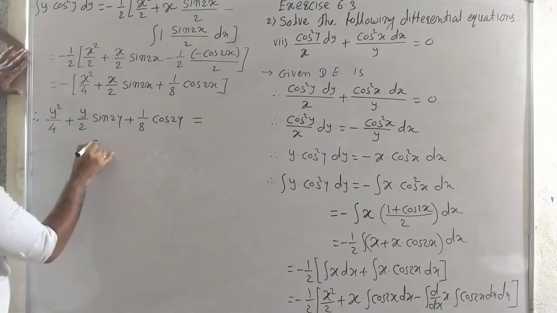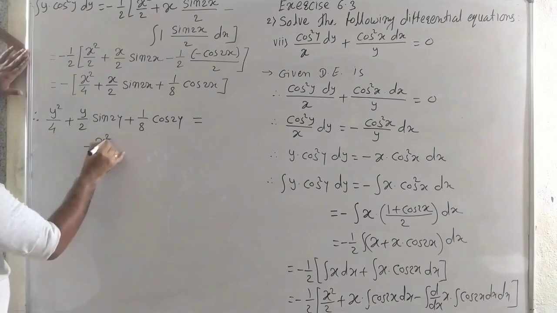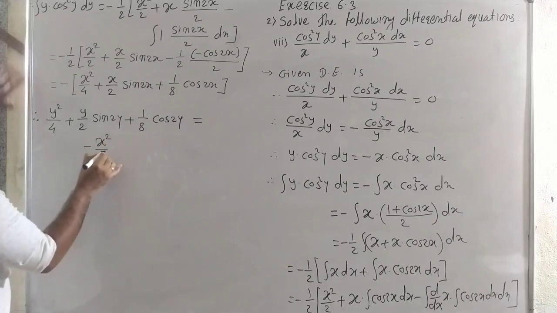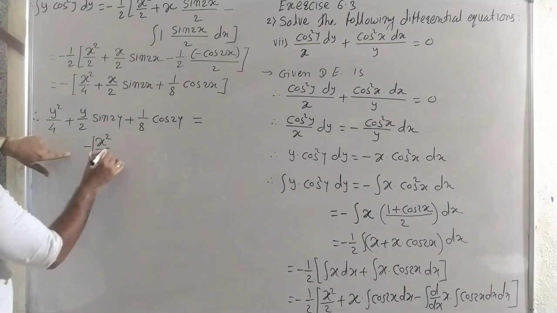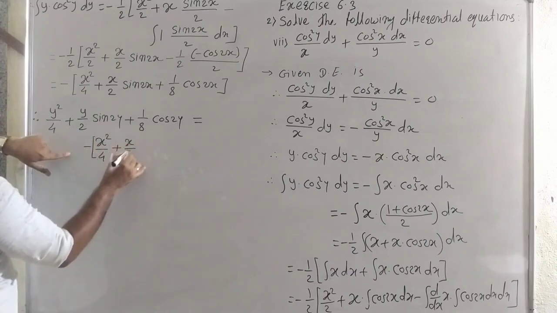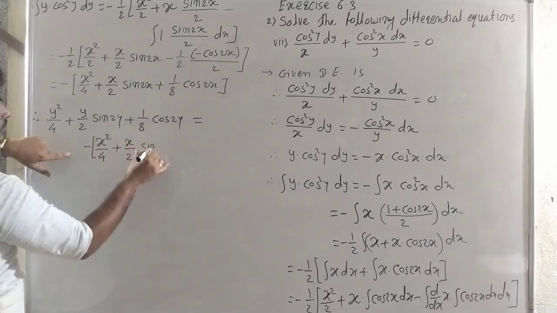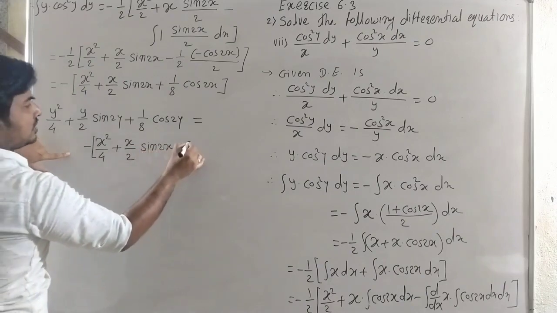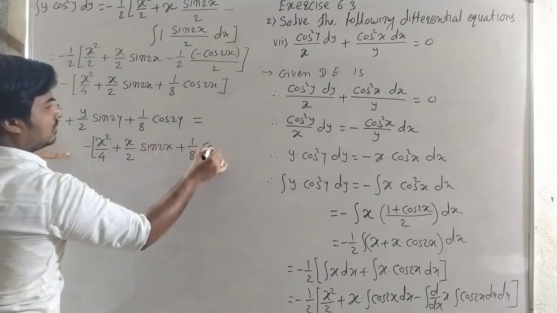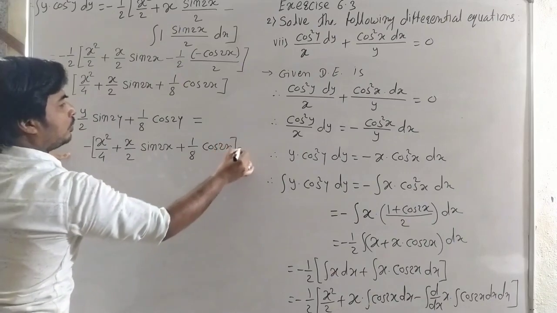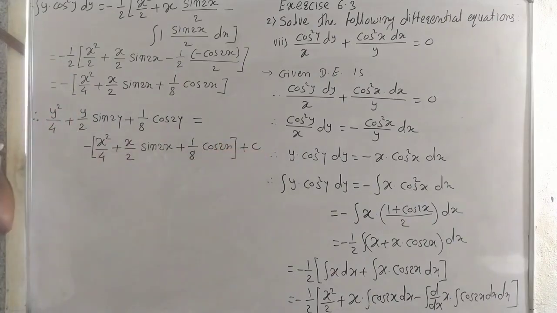Okay, here x square by 4 plus x by 2 sin 2x and plus 1 by 8 cos 2x and plus c. Here is the general solution of this differential equation.